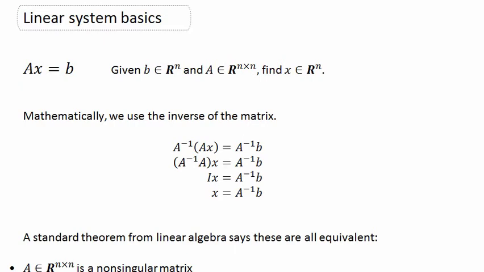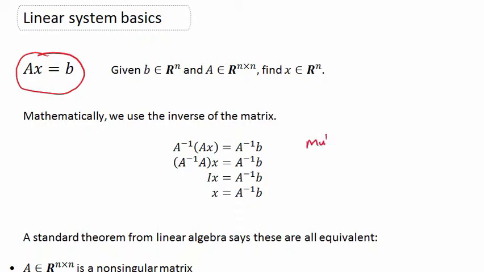Let's review some facts from introductory linear algebra. So a linear system is usually given to us in matrix form as AX is equal to B, where B is a given vector in Rn, and A is an n by n matrix. So given the A and the B, you're supposed to find the X, which also has to be an n vector. And mathematically, we solve this problem, if the matrix is non-singular, by multiplying both sides on the left by A inverse.